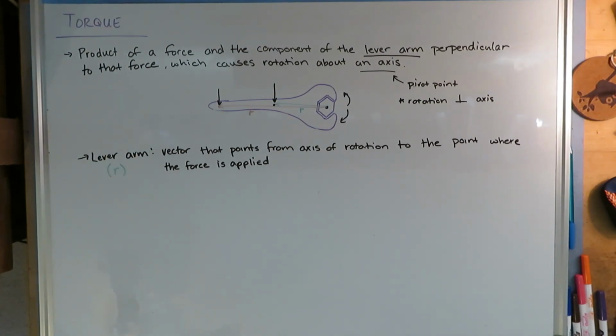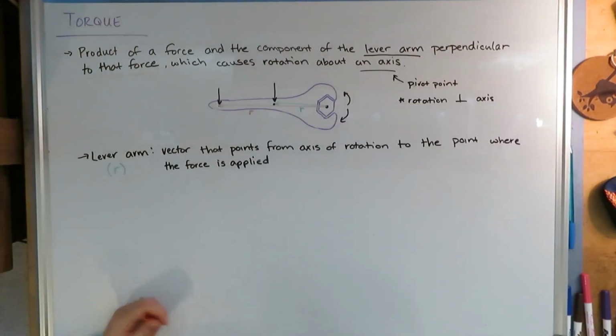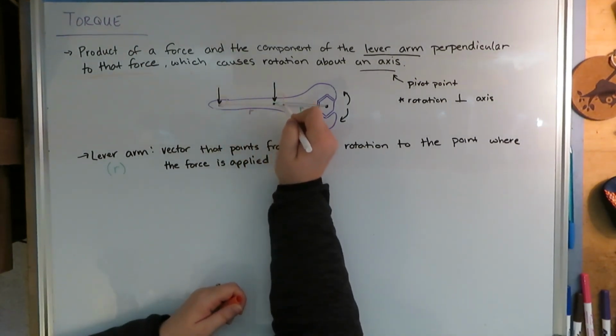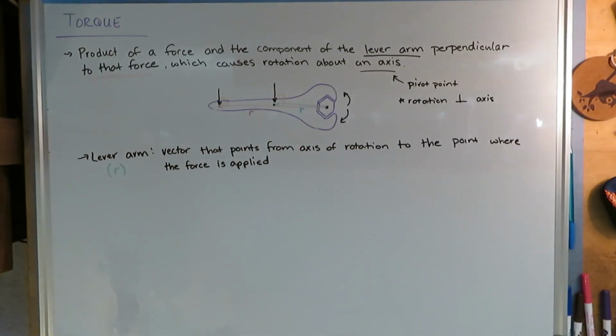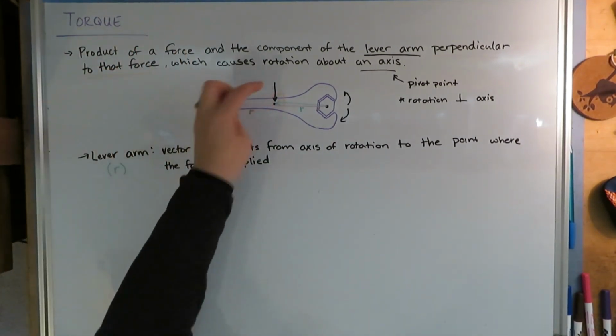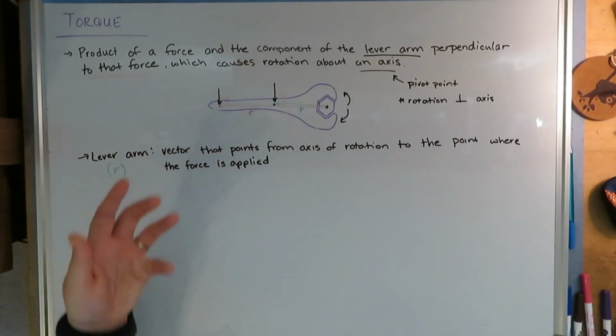So the lever arm here is good, but it's not enough, because it says here that we want the component of the lever arm that is perpendicular to the force that is applied. These forces that are applied were actually perpendicular. So in this case, if I wanted to find the torque, I would just have to take the magnitude of this force and multiply it by the lever arm, because they're already perpendicular.